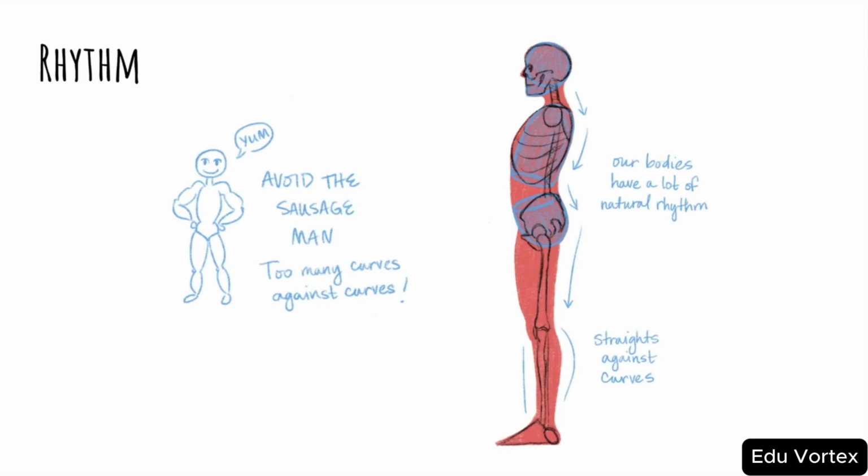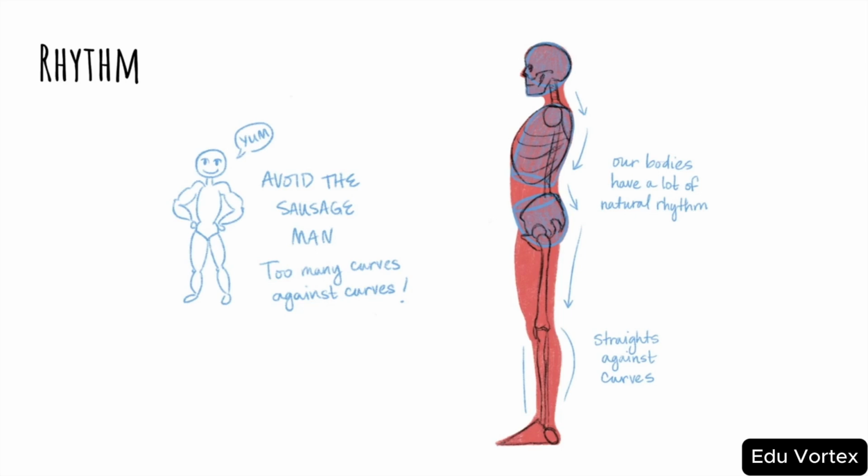Rhythm in design is essentially what makes your eye move across an image. Rhythm is created by contrasting angles and by varying straights against curves, wide versus narrow, large versus small, light versus dark, and so on. Contrasting these things builds visual interest and appeal. Our bodies actually have a lot of natural rhythm, and you want to try to take advantage of that by always being aware of your straights against curves and contrasting angles and such.